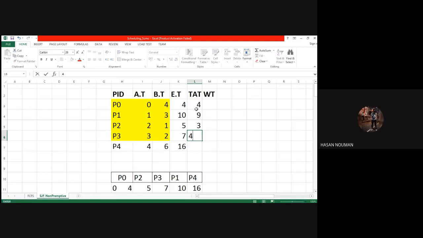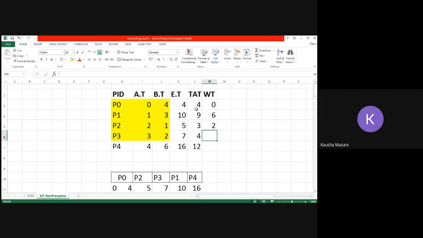Now give me the wait timings. P0, 0. P1, 6. P2, 2. P3, 2. And P4, 6.